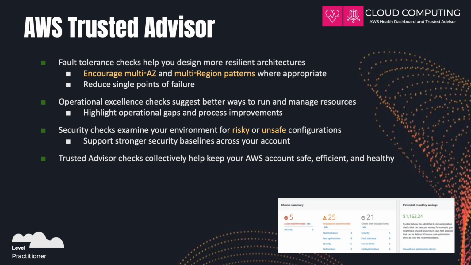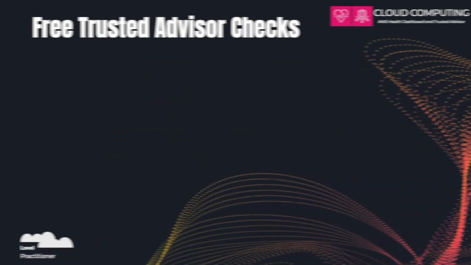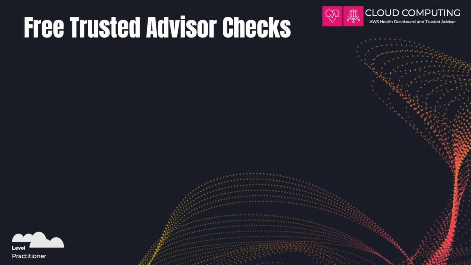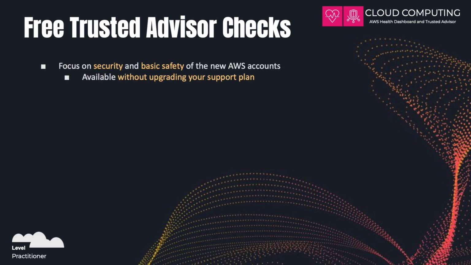To make these recommendations and checks more concrete, let's look at some of the types and examples that you might get right out of the box. When you create an AWS account, you automatically get a set of free Trusted Advisor checks. These focus mostly on security and basic safety of your account. For example, the first one would be security groups that are too open. Trusted Advisor checks your VPC security groups for overly open rules like 0.0.0.0/0 for SSH or RDP or other services.